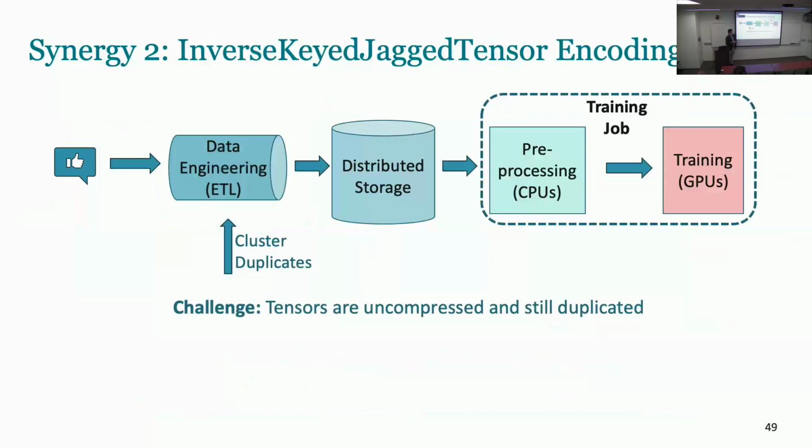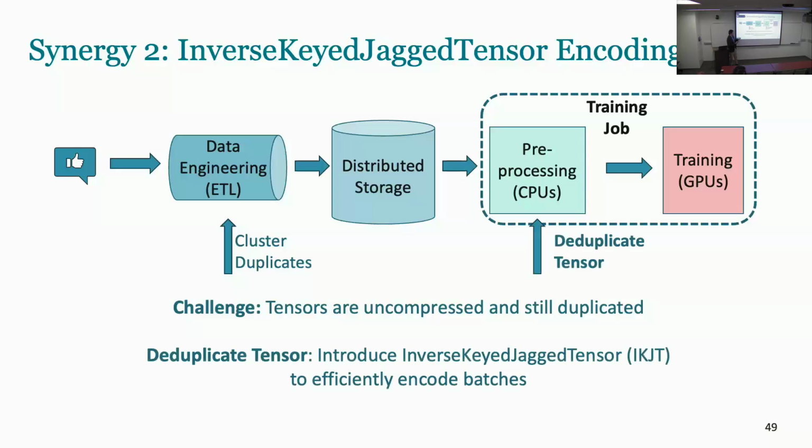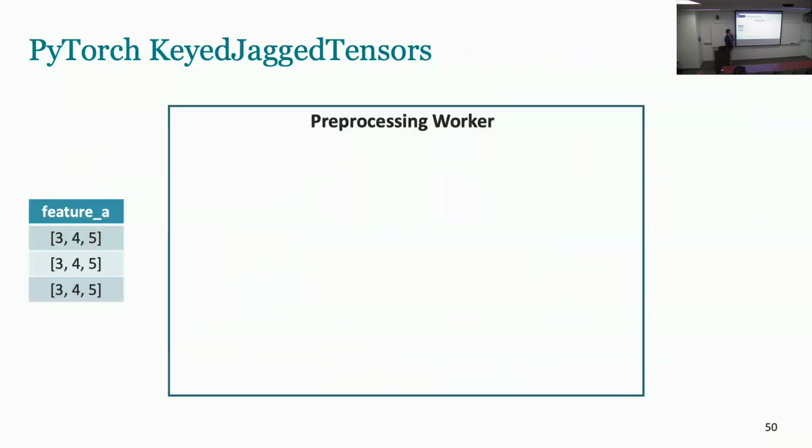And I'll walk through what that means in a bit. In order to really leverage that and get the key benefit from deduplication, we have to address this next challenge, which is that tensors are not compressed like these columnar files. They're uncompressed data. So to address this problem, let's introduce a new tensor encoding that can efficiently encode these duplicate samples. As a bit of background, how PyTorch or TensorFlow represents these tensors for these tabular sparse features is in a keyed jagged tensor.